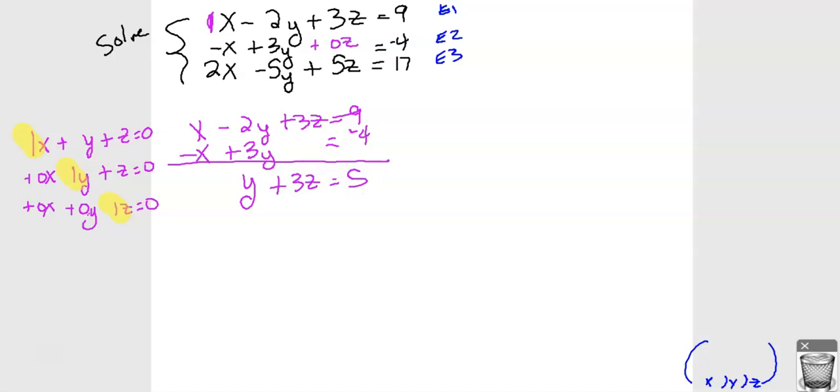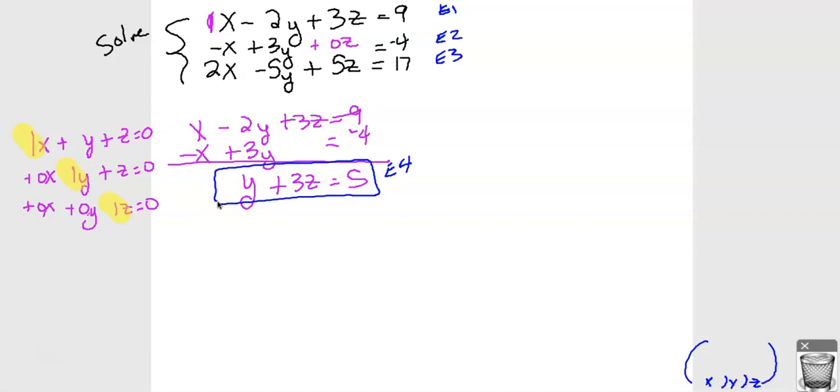Now, notice that right there, I'm going to call it equation 4, because that's a new equation that I've created by adding equation 1 and equation 2 together. And so I combine that together. That right there is equation 4.